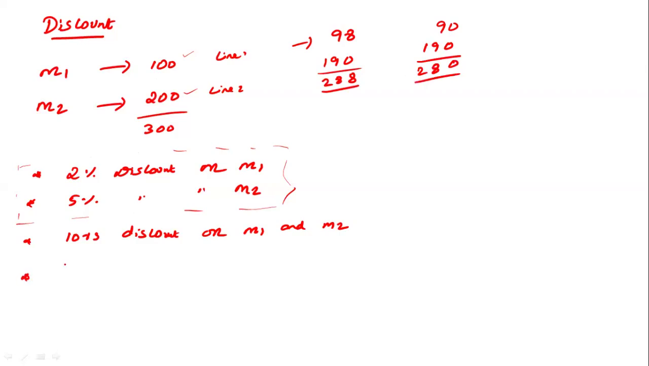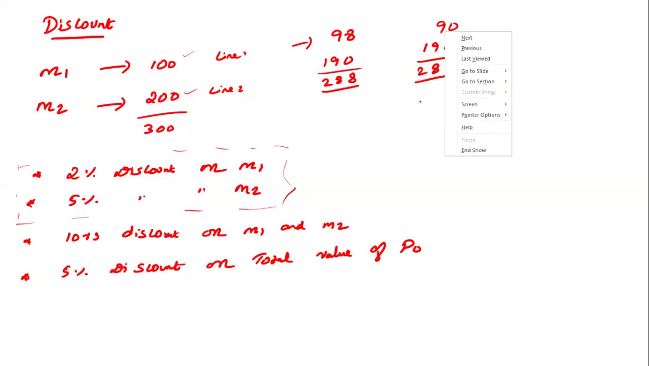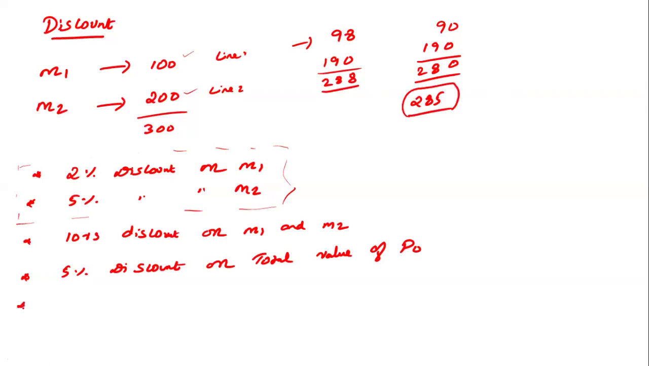Then he gives the third option. He is going to give 5% of discount on the total value of the PO. When he gives this option, 5% of 300 is 15, so it becomes 285. Then he gives a last option. He gives 20 rupees of discount on the total value of the PO. Then it becomes 280.